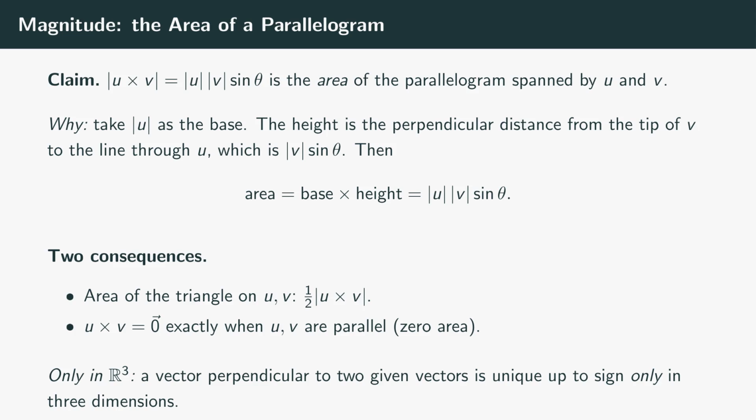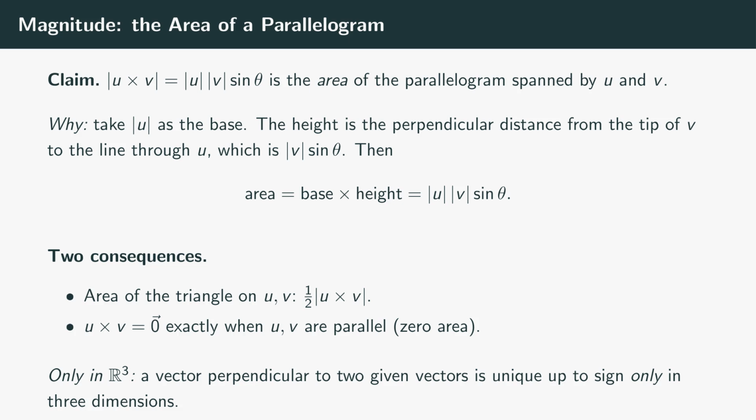Let's see why the length of the cross product is an area. Place u and v with a common tail. They span a parallelogram. Take the length of u as the base. The height of the parallelogram is the perpendicular distance from the tip of v up to the line through u, and a little trigonometry shows that height is the magnitude of v times the sine of the angle. So the area, base times height, is the magnitude of u times the magnitude of v times the sine of the angle, which is exactly the magnitude of the cross product.